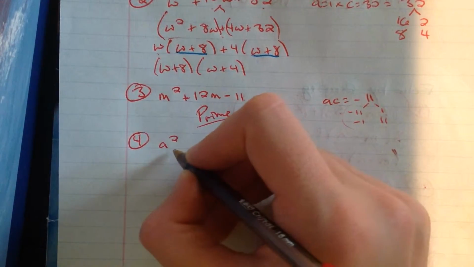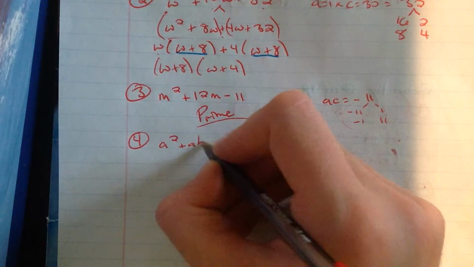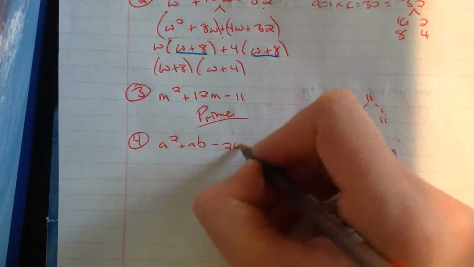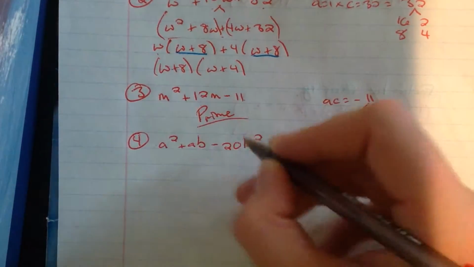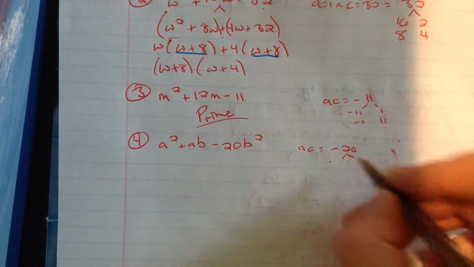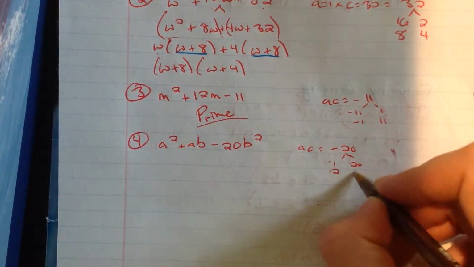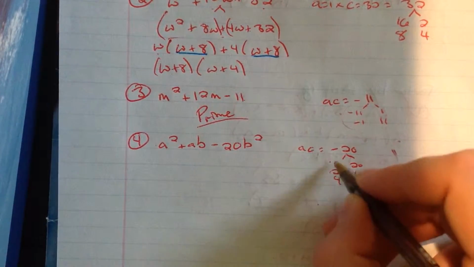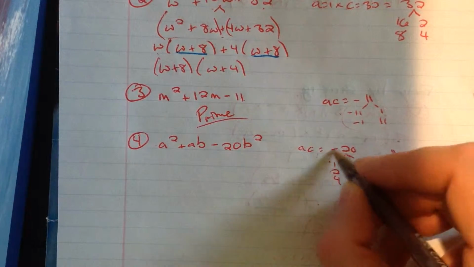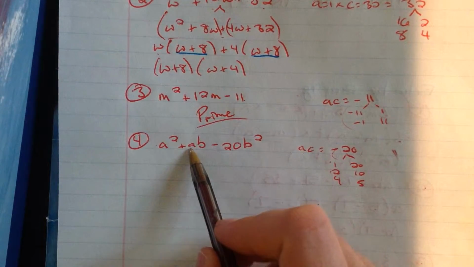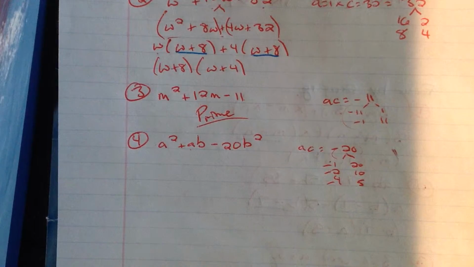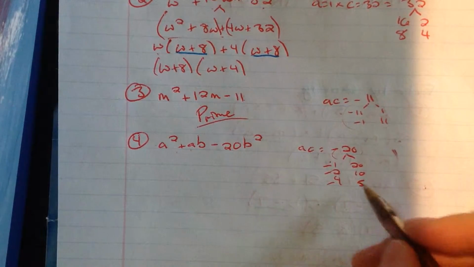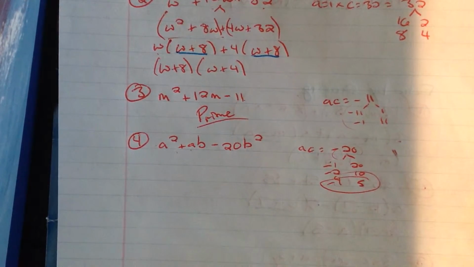But say I'm given this, a squared plus ab minus 20b squared. So AC equals -20, because 1 times -20 is -20. Factors could be 1 and 20, 2 and 10, 4 and 5. As long as one of these is positive and one's negative, you'll get a -20. If I want a positive ab, means my bigger number needs to be positive when adding. So I'm going to make these my negatives. To get a +1, I need 5 and 4.